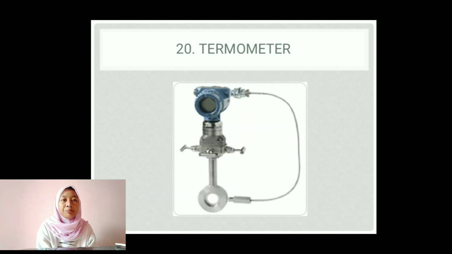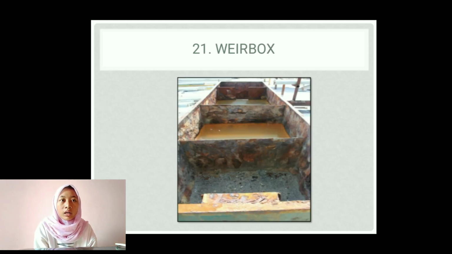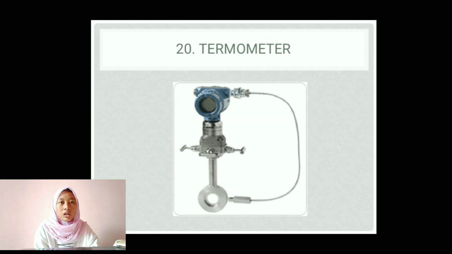Number 20 is wearbox. Wearbox functions to determine the fluid flow rate and fluid quality thoroughly. There are two types of wearbox, namely V-notch wearbox and rectangular wearbox. Number 21 is thermometer. Thermometer is used to measure the temperature of steam and brine. The thermometer is installed in the separator and flow line and pipeline.